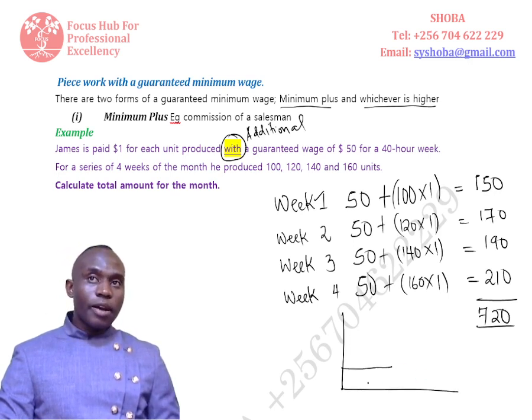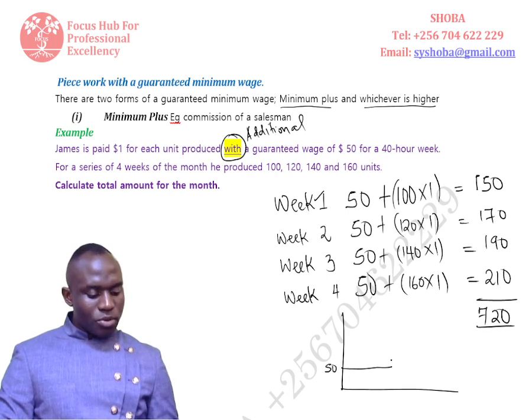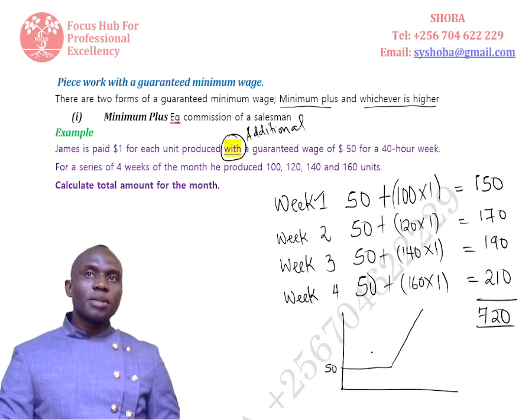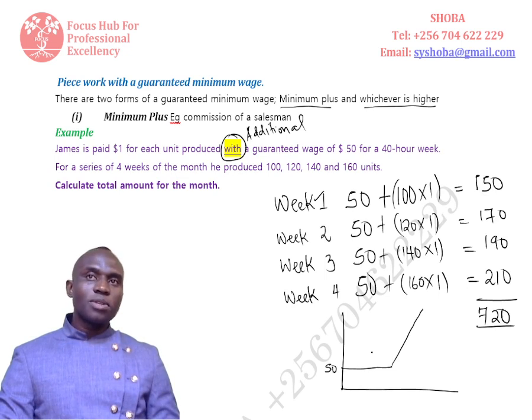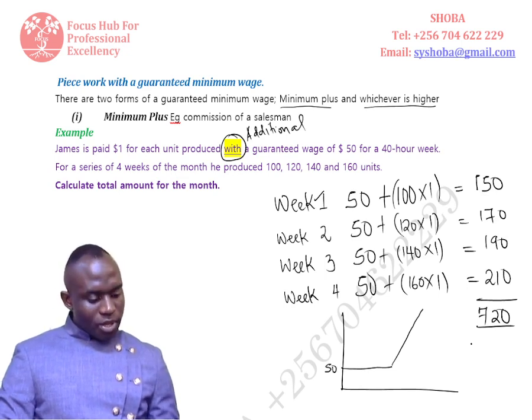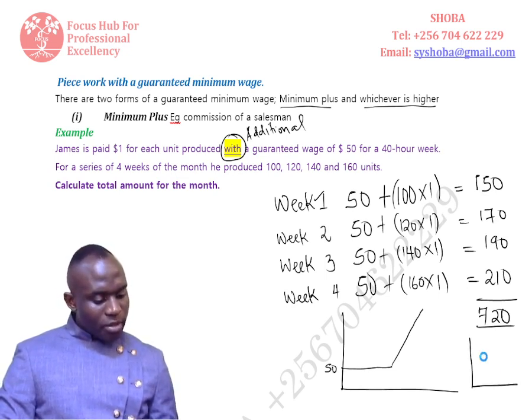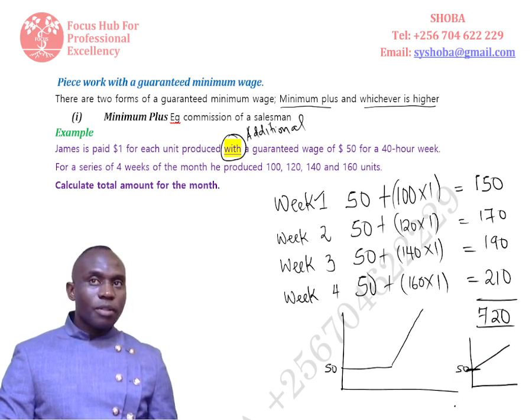So this is the guaranteed, but in addition to that, this would be the 50. In addition to the 50, you're also paid based on the units produced. So the more the units, the more the payment. So 50 is a must. Then in addition to that, you're also paid based on the units. So it can be that graph, or it could be something like this. So this is a must, 50. Then when you start producing units, you get paid.